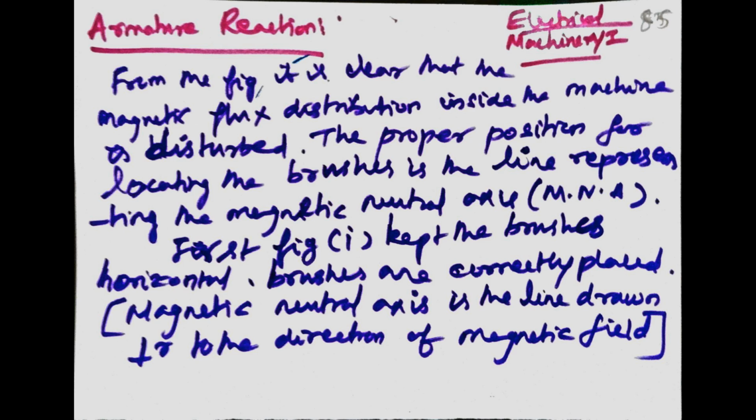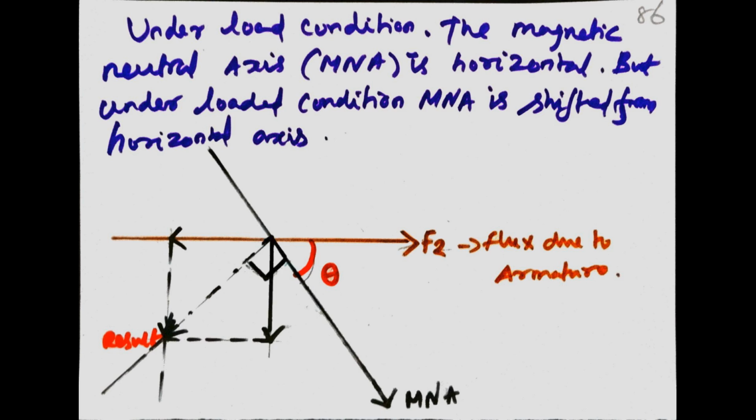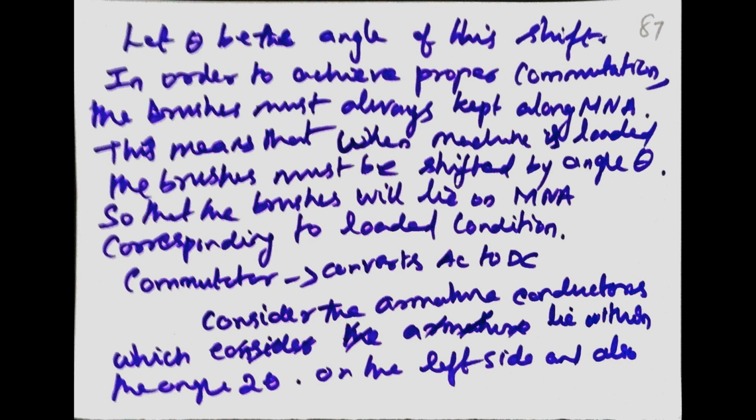In the first figure, if the brushes are horizontal, they are correctly placed. The magnetic neutral axis is the line drawn perpendicular to the direction of the magnetic field. In the diagram shown, MNA is perpendicular to the resultant flux. Under no-load condition the magnetic neutral axis MNA is horizontal, but under load condition MNA is shifted from the horizontal axis. The resultant flux is perpendicular to MNA. F2 is the flux due to the armature. Let theta be the angle of this shift.